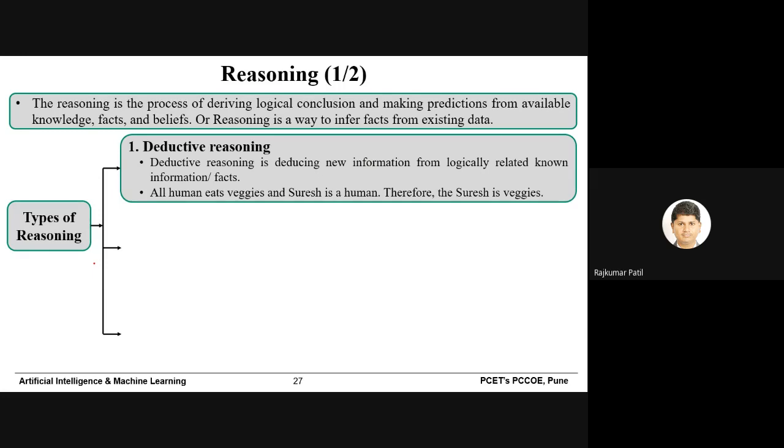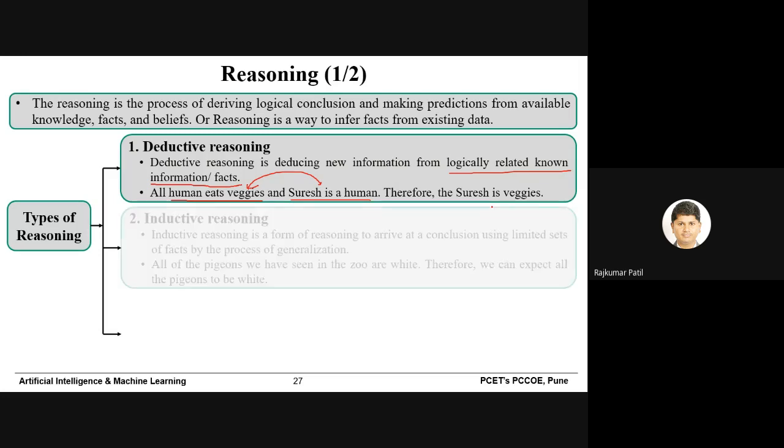So the first type is deductive reasoning. It is deducing new information from logically related known information or facts. So basically here, the facts are used to make some kind of decisions. For example, if we assume all human beings are vegetarian and Suresh is a human, then from these two logical concepts, when we correlate them with each other, we can easily say that Suresh is a vegetarian. So this is how we use our logic and our previous facts or information to deduce information and make a decision.